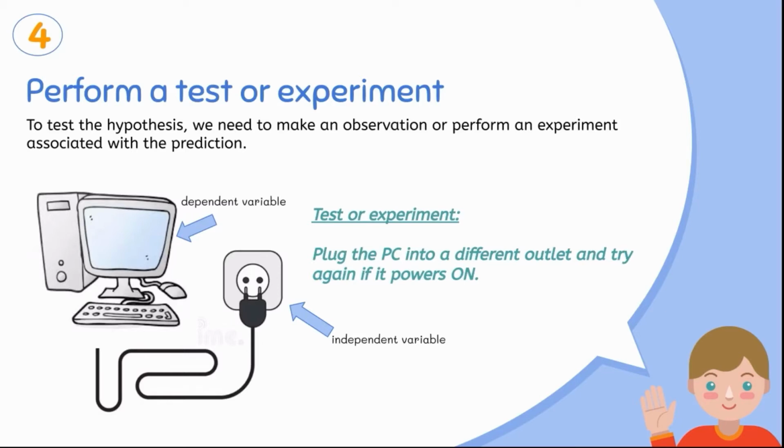For instance, since we are testing if the power outlet is broken, the independent variable would be the power outlet, and the dependent variable is the power on the PC. You can also think of the independent variable as the cause and the dependent variable as the effect.